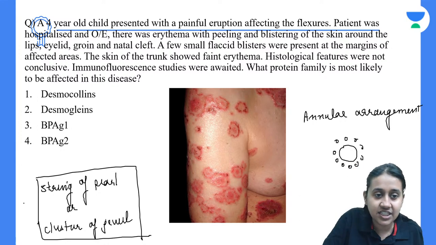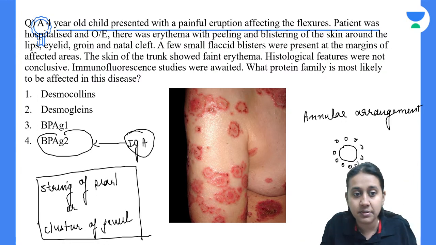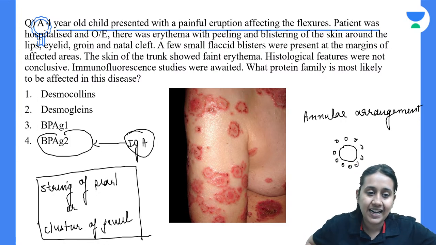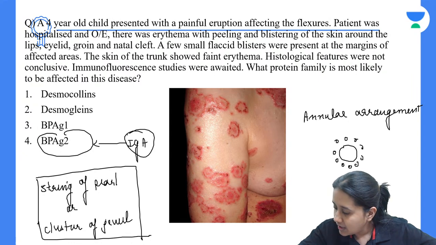Now, in linear IgA disease, you classically develop IgA type of antibodies against BP antigen 2. Very classical, you develop IgA type of antibody against BP antigen 2. Clear, all of you?